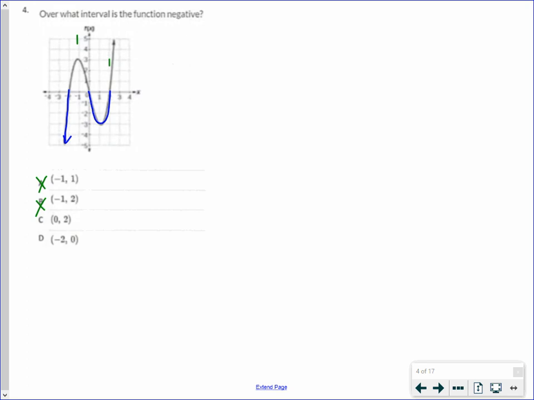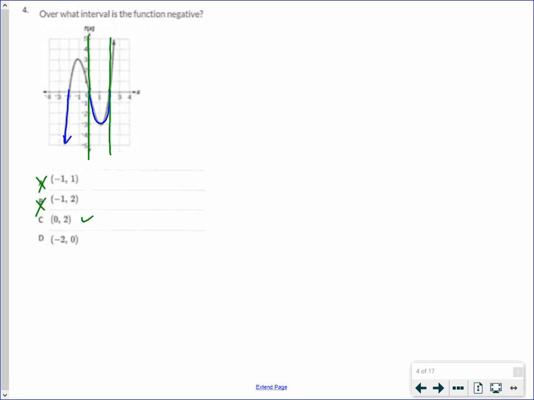C, we're saying from 0 to 2. So from 0 to 2, we want everything in between these two lines to be below the x-axis or to be in blue. And in this case, everything in between those two lines is indeed in blue and below the x-axis. So C could be correct.